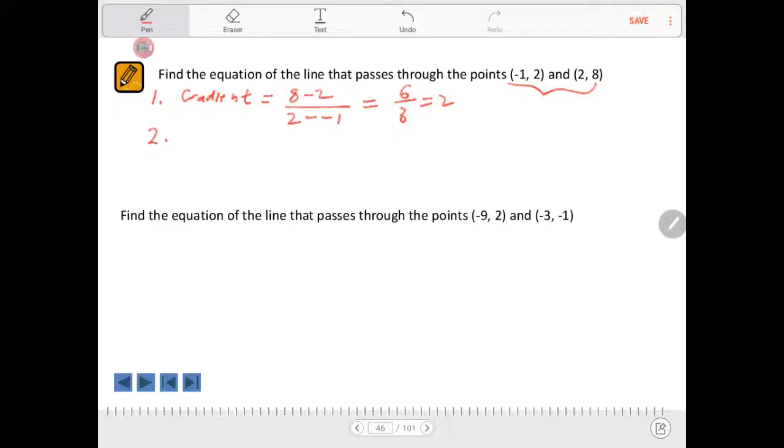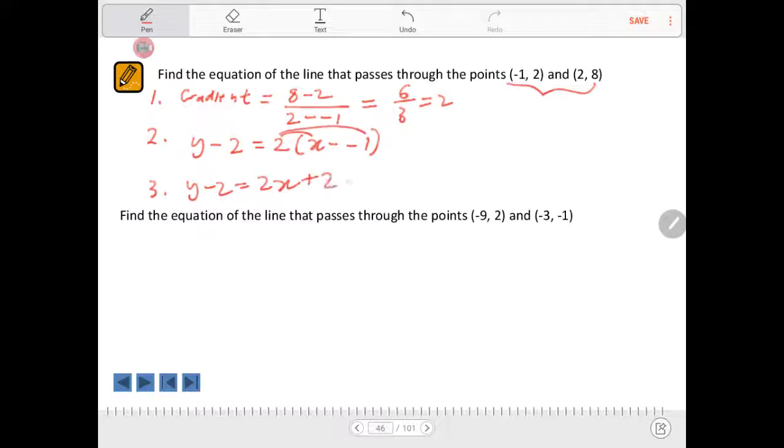Okay, so step number 2 is to substitute. So y take y1, which was 2, equals the gradient 2 by x take x1, negative 1. So when we expand this, we get y take 2 equals, now 2 by x is 2x. Of course, negative negative makes positive here, so it's 2 by positive 1 gives 2. So we've expanded the brackets.